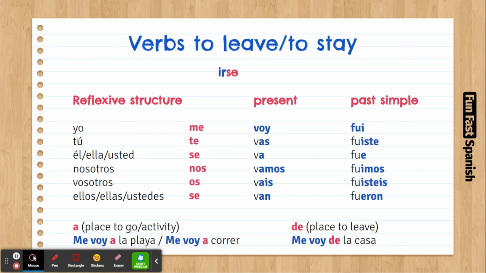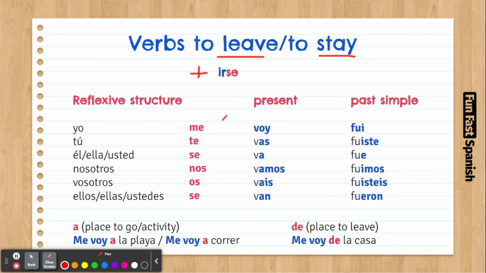Today's video is going to be about two verbs, the verb to leave and the verb to stay. And we're going to learn how to use them in past simple. These two verbs are reflexive, and that's why it's interesting, because we're going to practice past simple plus reflexive. So it's going to be very interesting.